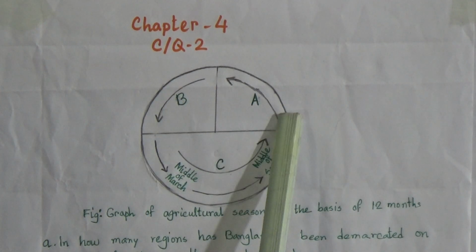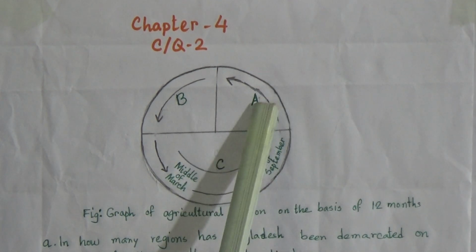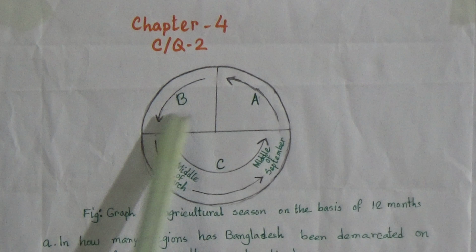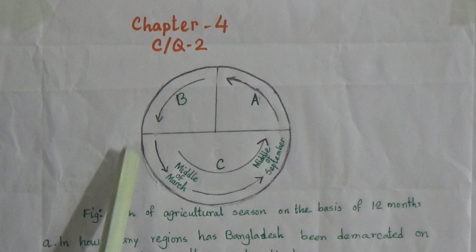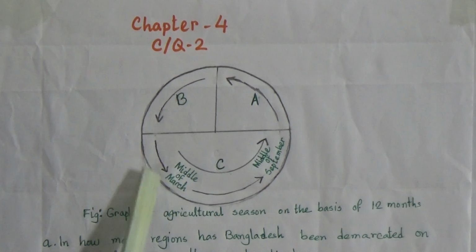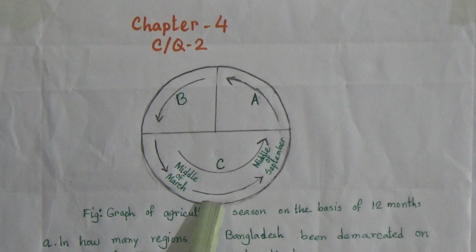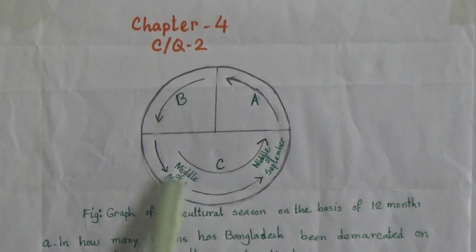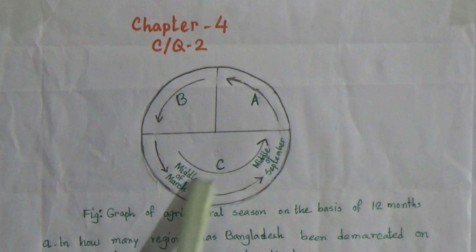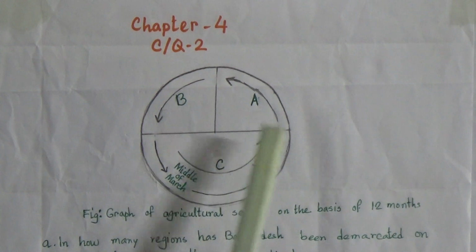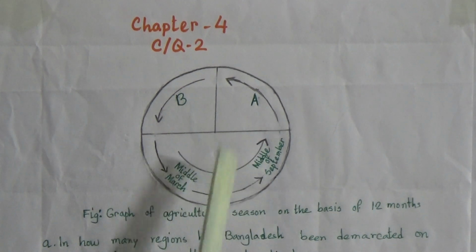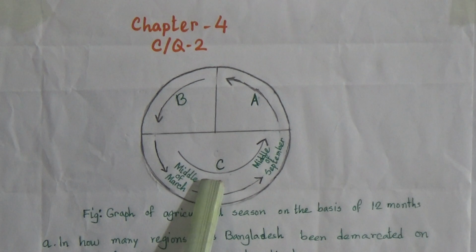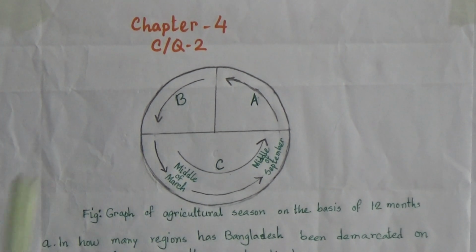The right half part is A and the left side is called B, and here it is showing arrows. The arrows are going like this and these arrows come here in the lower half circle, and here you see that it is written middle of March and this goes to middle of September, and there is another half circle given and this half circle is showing C.